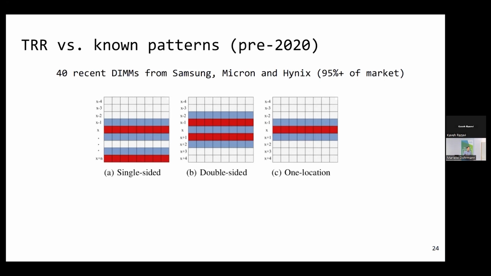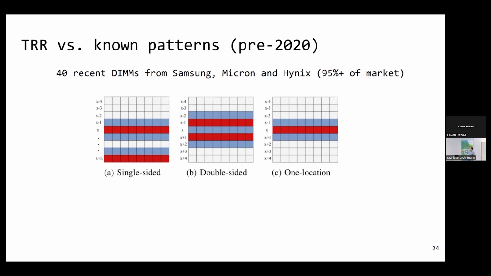DRAM is a monopoly. These three companies sell 95%, actually even more, 99% of DRAM on the planet. So we went to our favorite web shop and just bought 40 of what we could buy, and then we tried some of these patterns.